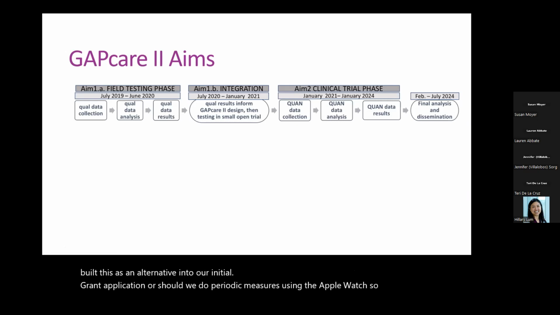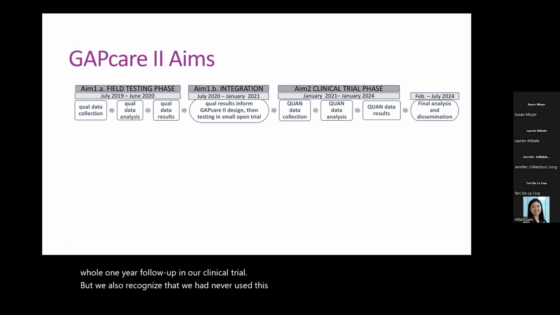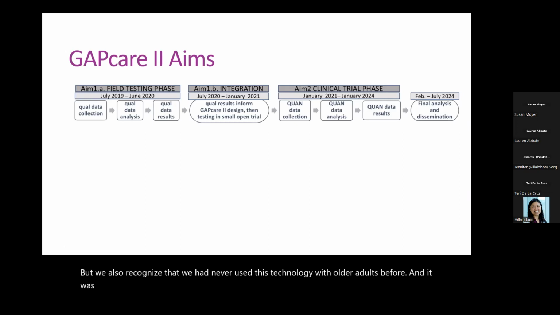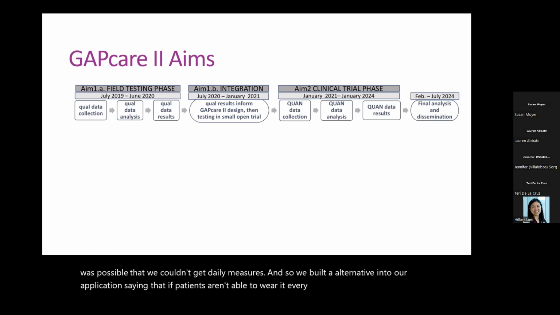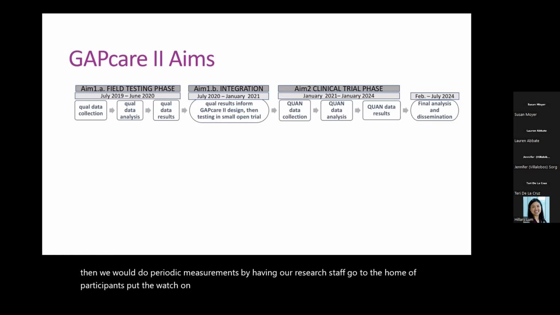So ideally, we would want patients to wear the watch every single day, only take it off to charge it, for the whole 1-year follow-up in our clinical trial. But we also recognize that we had never used this technology with older adults before, and it was possible that we couldn't get daily measures. And so we built an alternative into our application saying that if patients aren't able to wear it every day, as determined by AIM-1, then we would do periodic measurements by having our research staff go to the home of participants, put the watch on patients, and actually lead them through those measures.